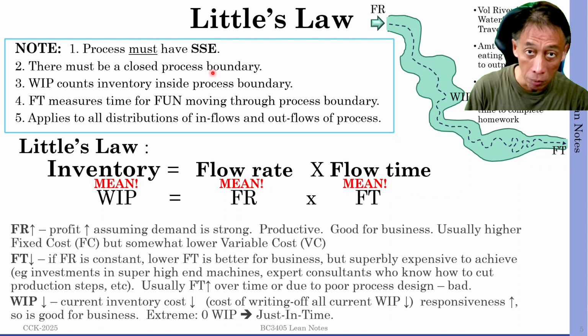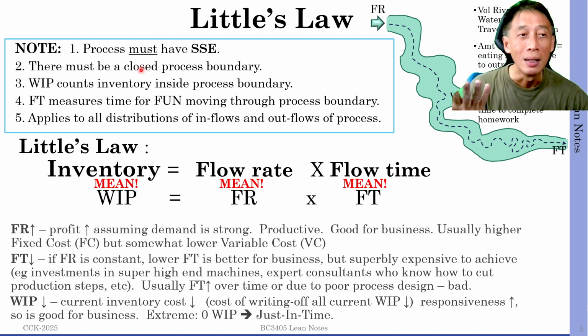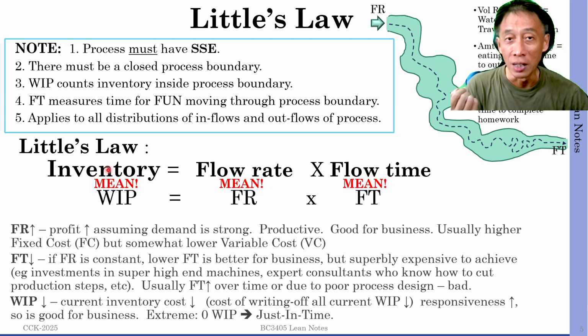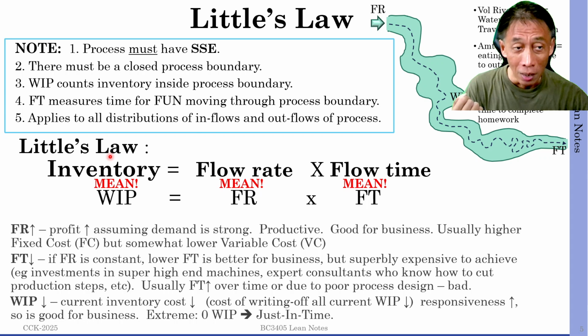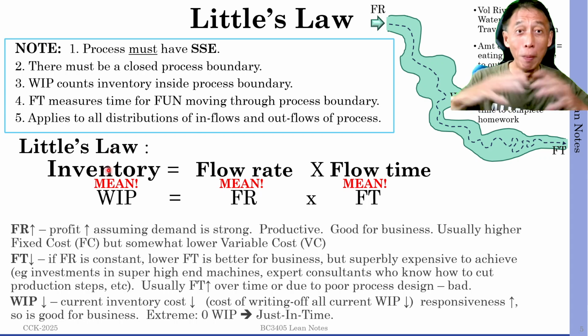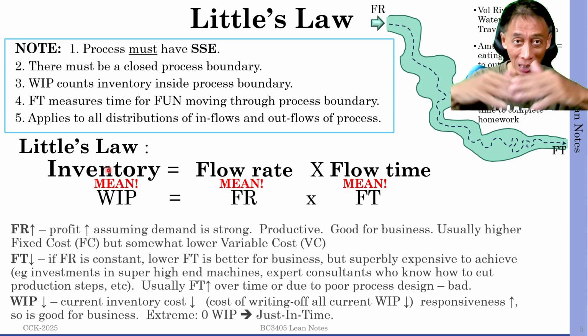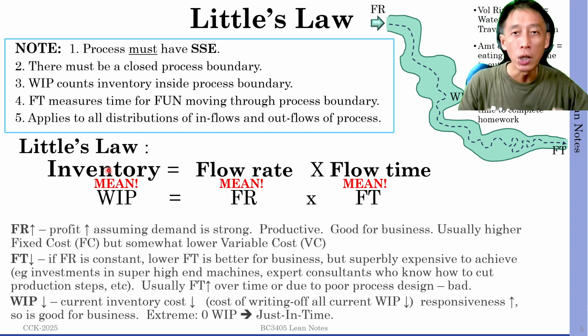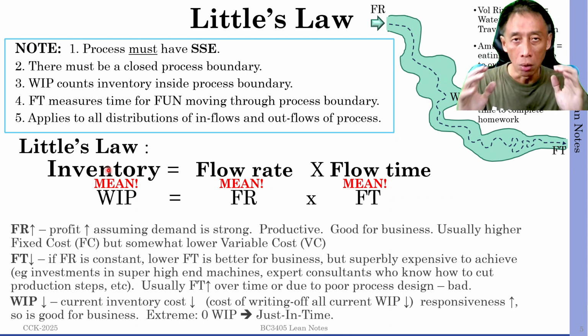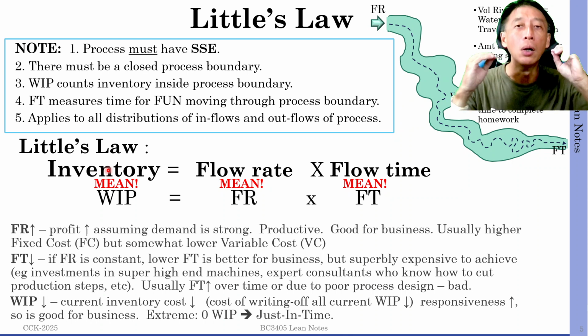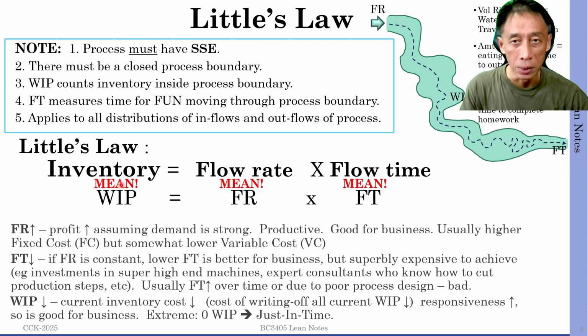There must be a closed boundary, so that what you predict here in the Little's law equation makes sense. It cannot be an open boundary where, oh, I think that is included. No, this is not included. So there's a clear boundary, within which all the items, all the work in progress items, are already accounted for by this equation, by this inventory here.